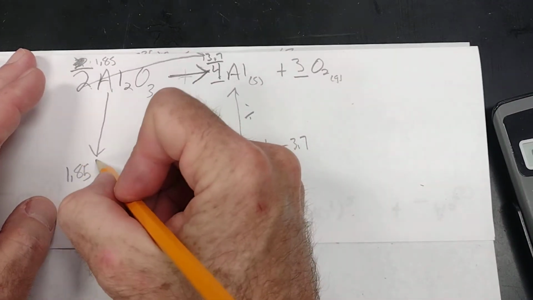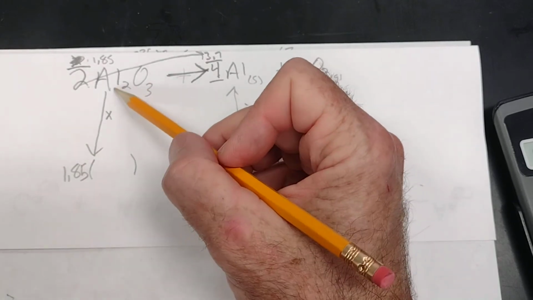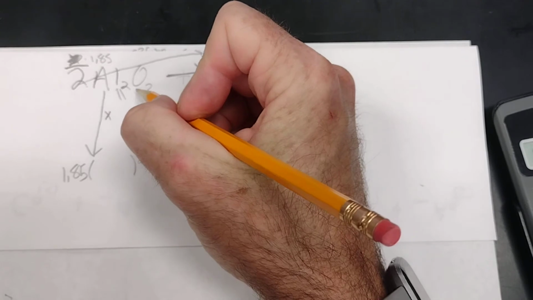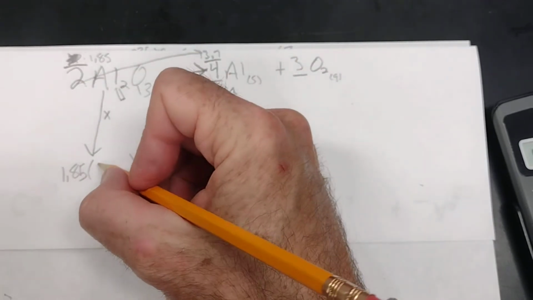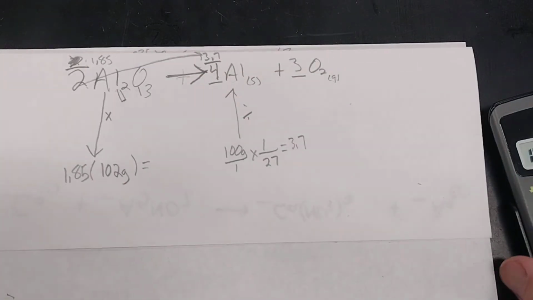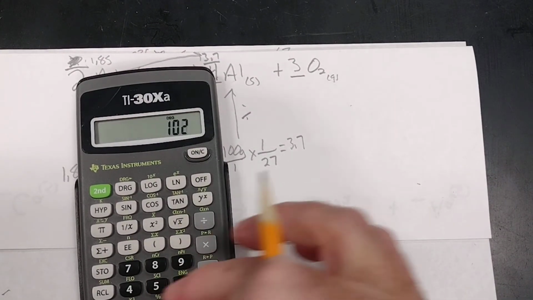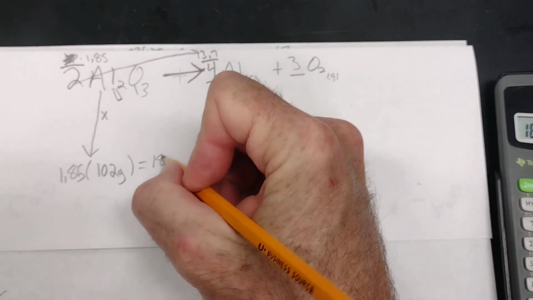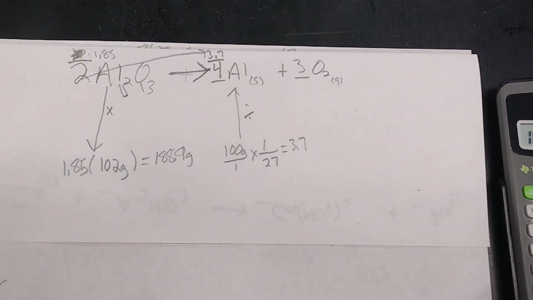So to find grams, remember we multiply to get out. We need to find the number of grams for aluminum oxide. That's 27 plus 27 plus 48. So that's 54 plus 48, 102 grams. 1.85, I just left my number in the calculator, times 102 equals 188.9. Or you could have written 189 grams, that would be fine.